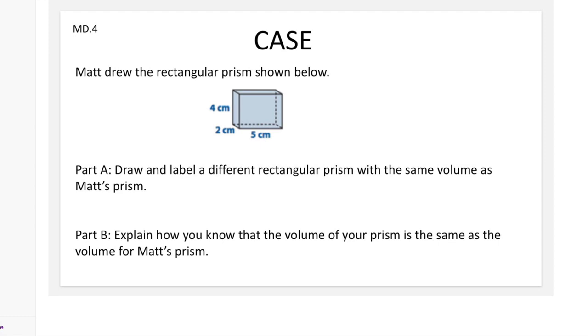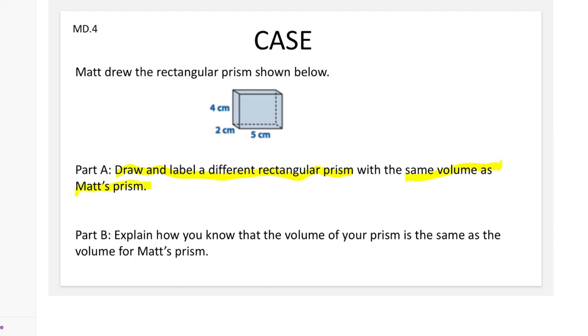I'm going to chunk part A. Draw and label a different rectangular prism with the same volume as Matt's prism. I'm going to chunk, draw and label different rectangular prism, and same volume as Matt's prism.